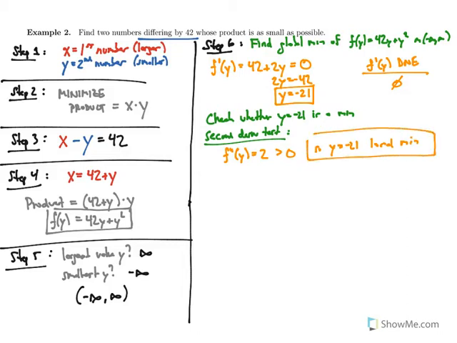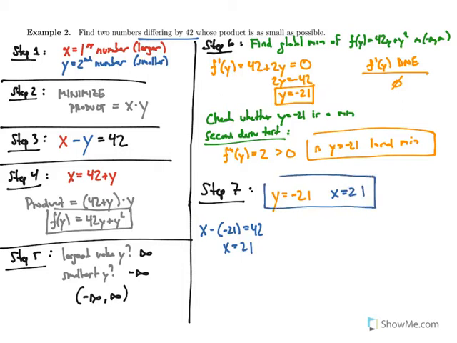And since we only have one critical point, we have a local min, and we have a quadratic function, it's going to go off in both directions. I think that's enough work to show step 7: when y equals negative 21, and note that x minus negative 21 equals 42, that's going to be x is equal to 21. There's our two numbers with the smallest possible product.